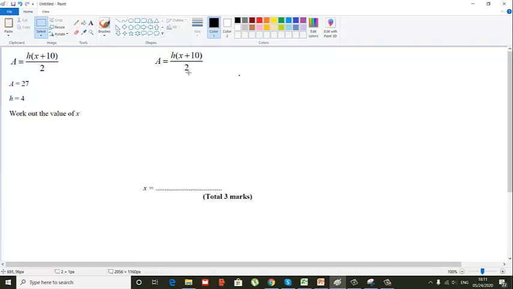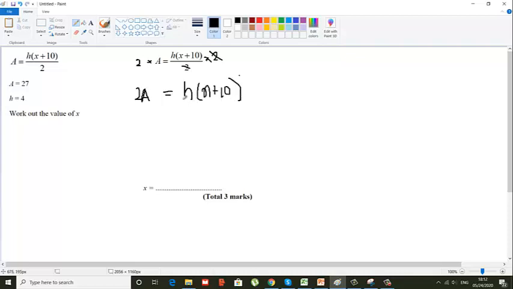First of all, I must get rid of the 2 on the right hand side. In order to get rid of the 2 on the right, I must multiply the right hand side by 2, so that this 2 will cancel out with that 2. If I introduce a term with an operation to the right hand side of a formula, I must do the same to the left hand side as well. So I must multiply the left hand side by 2 as well. So now this 2 will cancel out with that 2. So on the left hand side I have 2A equal to h times x plus 10.